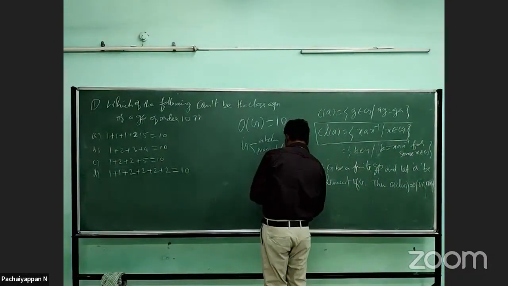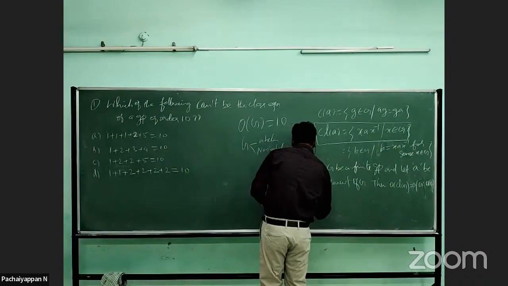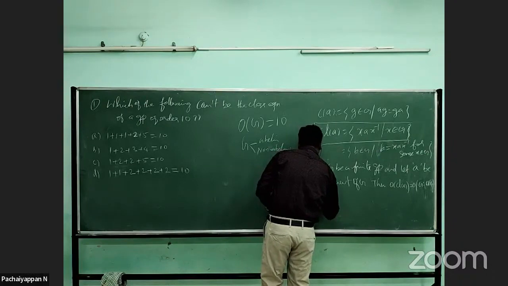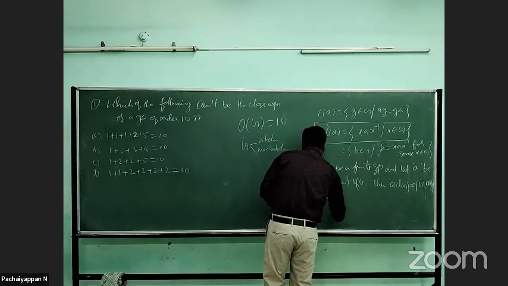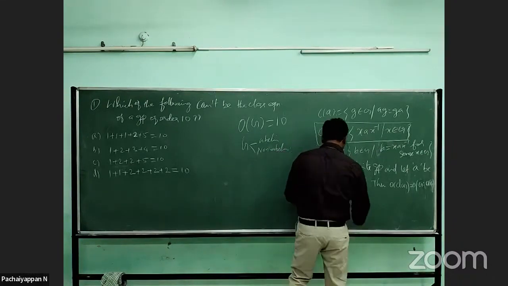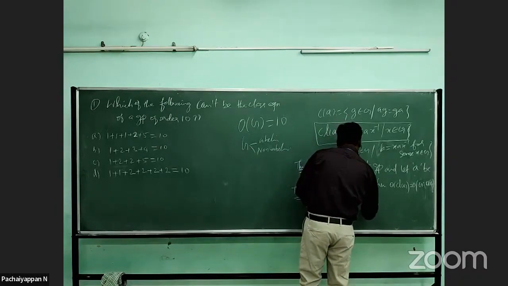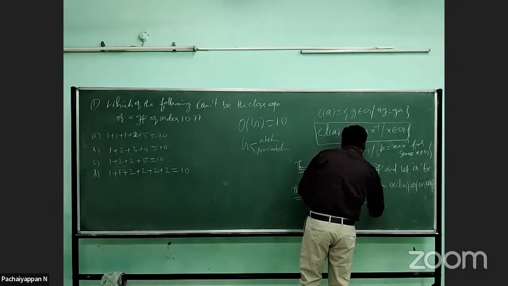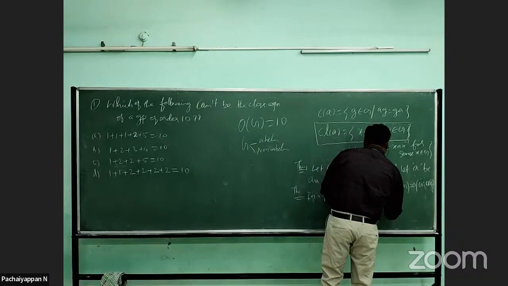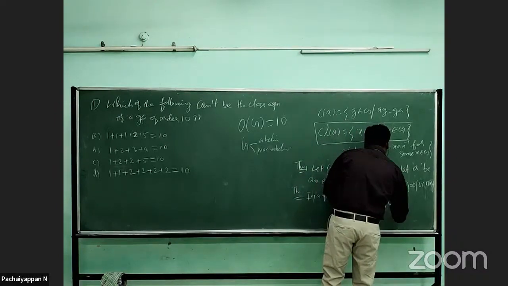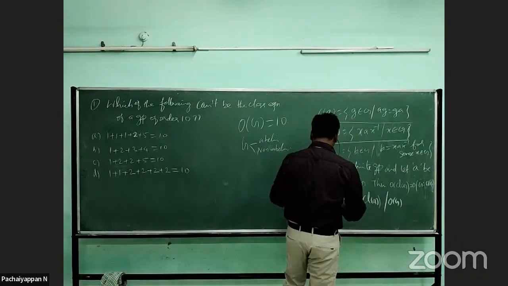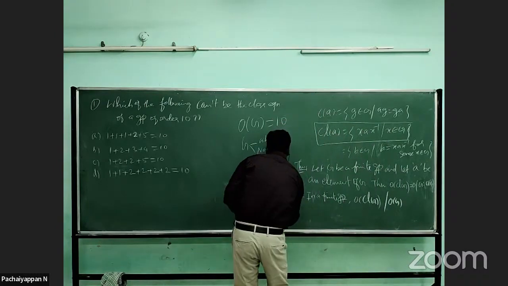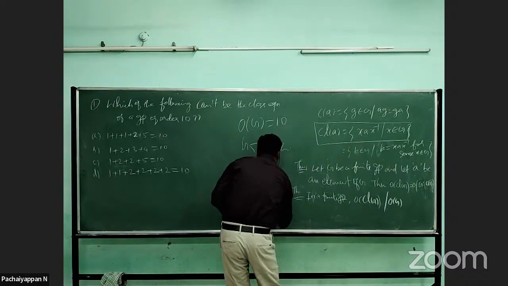Another theorem. In a finite group, I will explain, don't worry. In a finite group, order of CL of A should divide order of G. Another one is the class equation. This is important for the class equation.